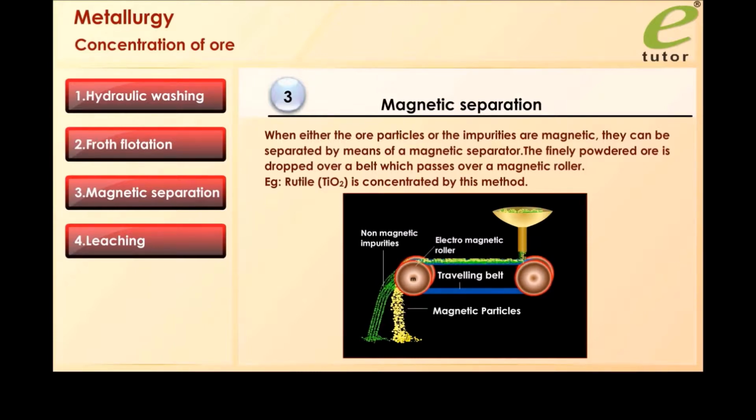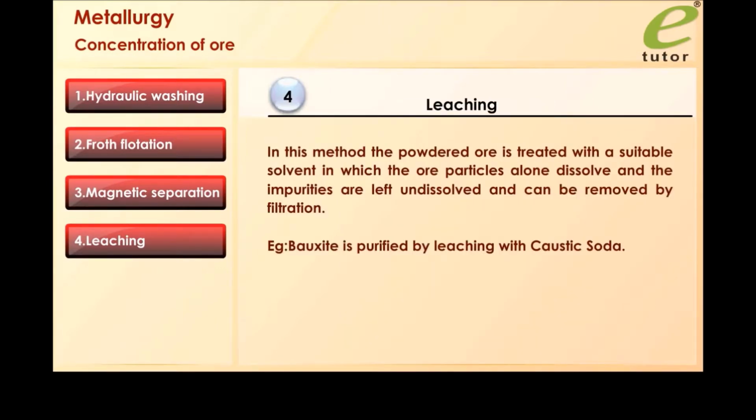Magnetic separation. When either the ore particles or the impurities are magnetic, they can be separated by means of a magnetic separator. The finely powdered ore is dropped over a magnetic belt which passes over the magnetic roller. For example, rutile TiO2 is concentrated by this method. Leaching. In this method, the powdered ore is treated with a suitable solvent in which the ore particles alone dissolve and the impurities are left undissolved and can be removed by filtration. Bauxite is purified by leaching with caustic soda.